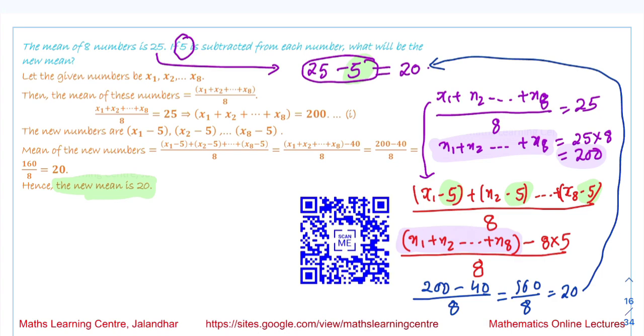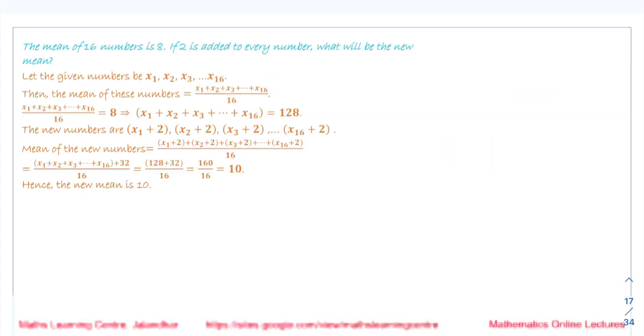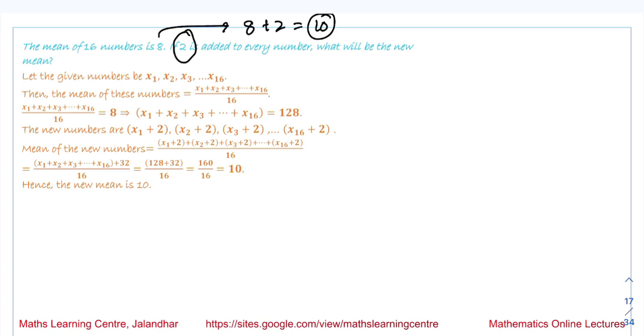Now the next we have: the mean of 16 numbers is 8. If 2 is added to every number, what will be the new mean? So again, if 2 is added to every number, the new mean will be 8 plus 2, that is equal to 10. So how are we going to see these results?